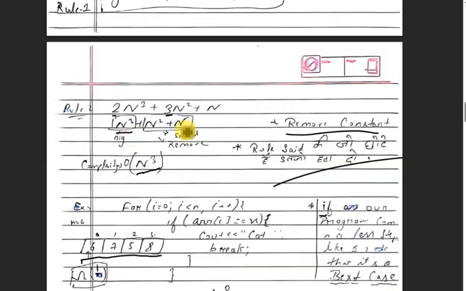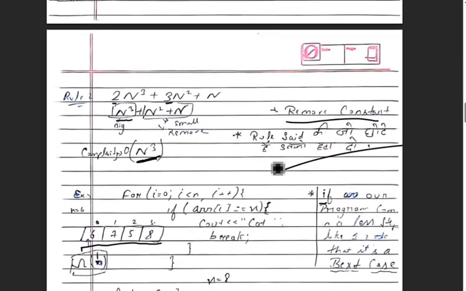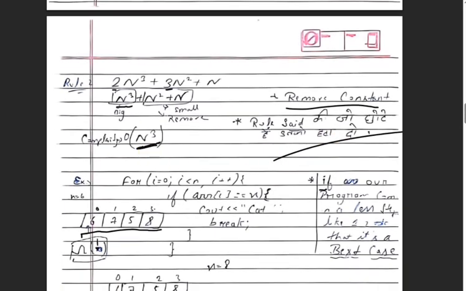What is bigger than n square? N cube. What is bigger than n? N square. And n square is less than n cube. So the complexity is n cube. N square and n are the small ones, so those are to be removed by the solver. Rule set: remove the smaller ones. That is my complexity.